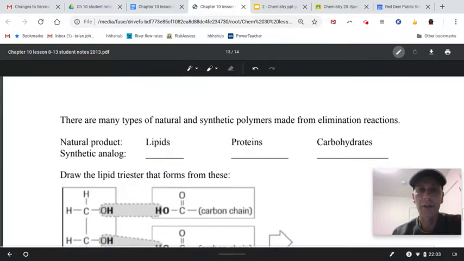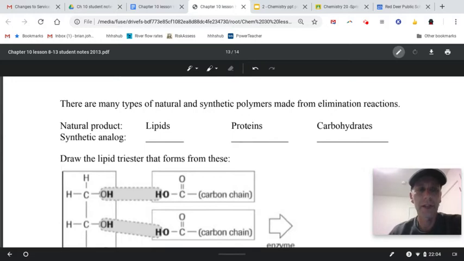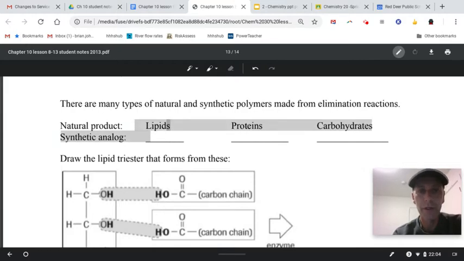Okay, so the last thing we're going to do is look at some examples in nature. So in nature, Mother Nature builds lipids, proteins, and carbohydrates. We synthesize those in the lab, and an example of a lipid is a polyester. So a synthetic example to fill in your notes for a lipid would be a polyester. A synthetic example in the lab of copying proteins is nylon.